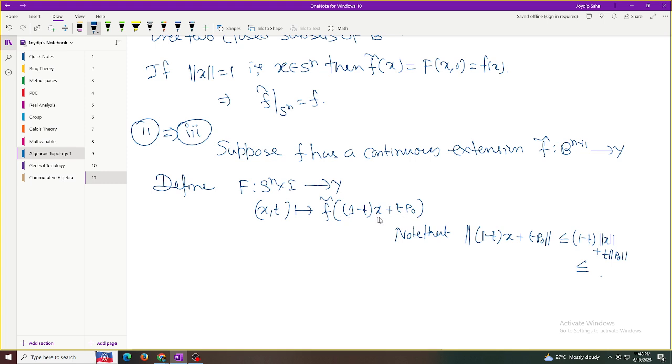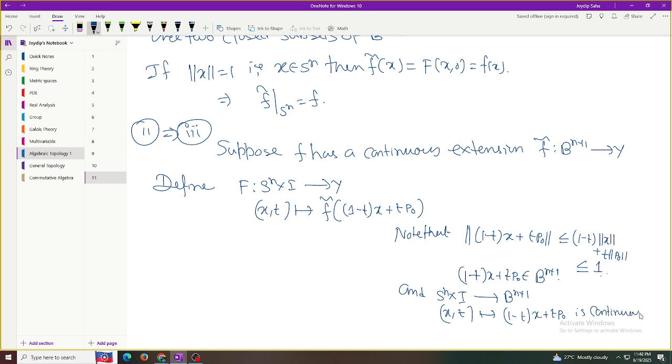So I can define f tilde of this. Okay, so it lies in B^(n+1), which is convex, and (1 minus t)x plus t p0 is continuous. Therefore, what is f? F is S^n cross I to B^(n+1). I write this map as theta, then theta followed by f tilde. So f is continuous, right?